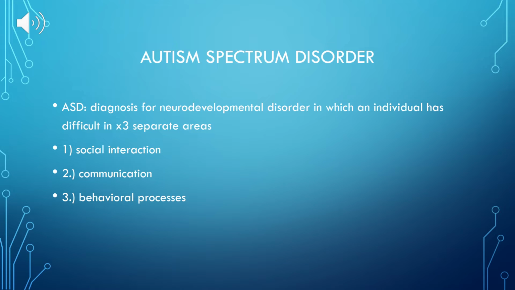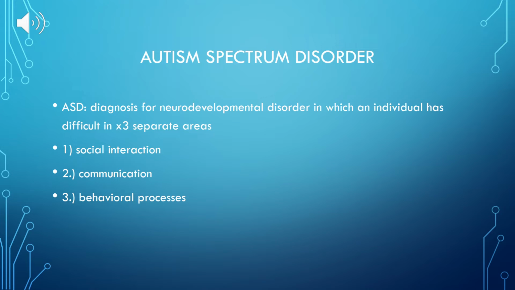Let's review. What is autism spectrum disorder? ASD is a diagnosis for neurodevelopmental disorder in which an individual has difficulty in social interactions, communication, and behavioral processes. These three areas are vital to our participation in society. These skills are applicable to our everyday life, whether it's with family, friends, work, and internal processing.